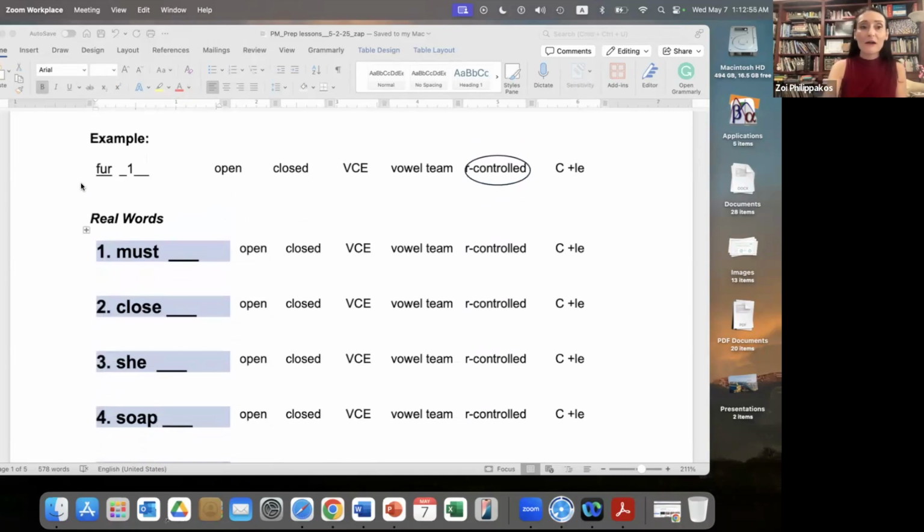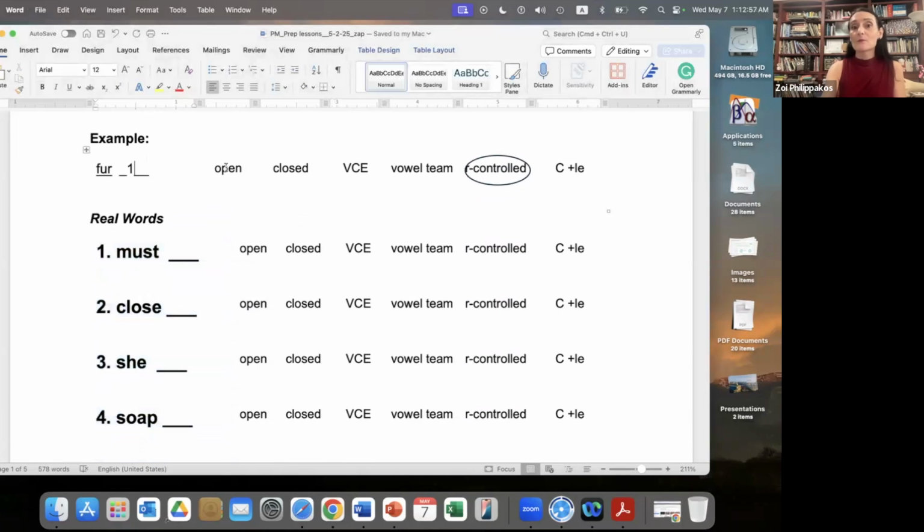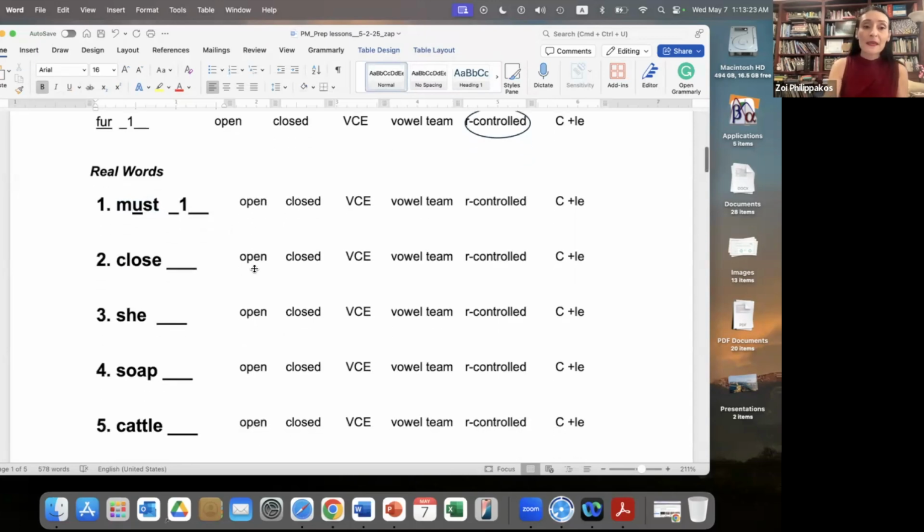Fur, how many vowels? 1. What type of syllable? R-controlled. This is the word. The students will need to underline, write how many syllables, and then circle the type of syllable. In this case, closed. So they don't need to write if it's an open, if it's a closed. They need to circle the type of syllable. This will help make the task more timely to be completed.